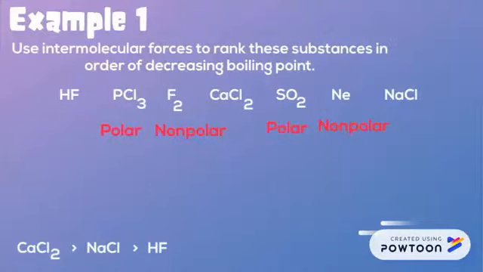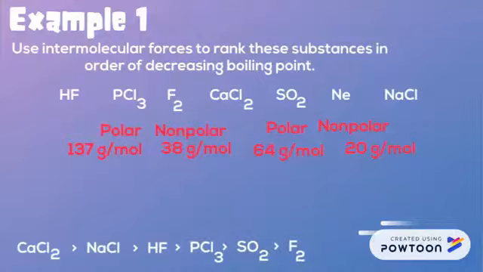Finally, we want to rank the last 4 remaining molecules. The polar molecules will exhibit the stronger dipole-dipole forces, and the nonpolar ones will exhibit the London dispersion forces. Between similar types of forces, we want to look at their molar masses. A higher molar mass will mean a stronger bond. PCl3, then SO2, and finally F2 and Ne.